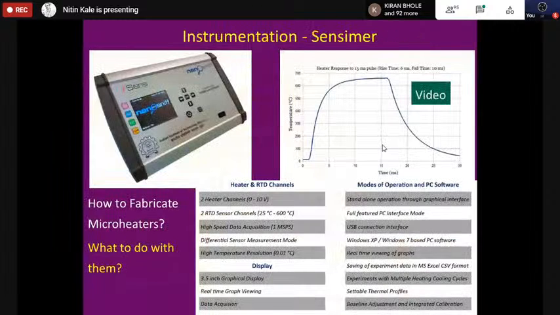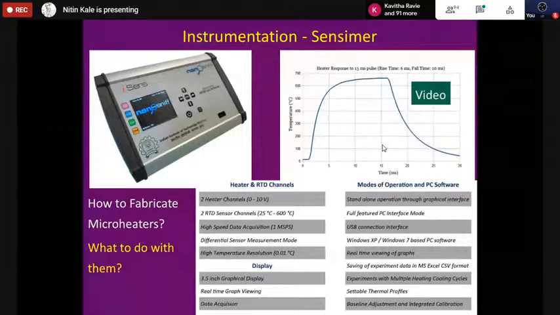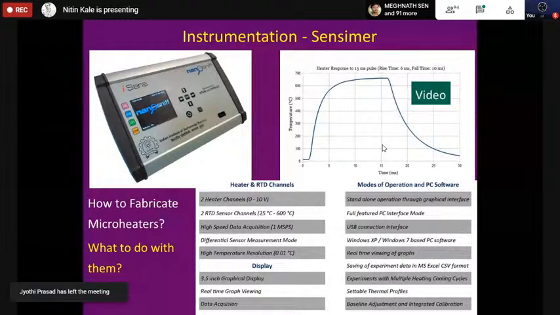This is another instrument, nowadays very popular with a lot of engineering colleges, called Sensimer. I think SPIT, your sister organization also, is having it. So Professor Rathod there had actually procured this from us. This and the MEMS micro heaters. So this is used actually to do experiments on the micro heaters.